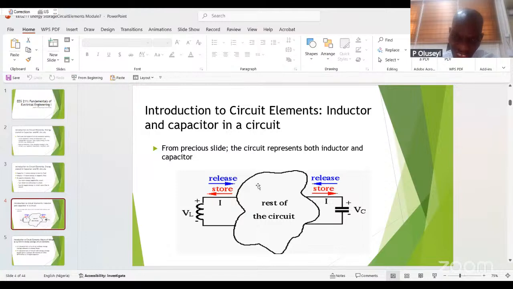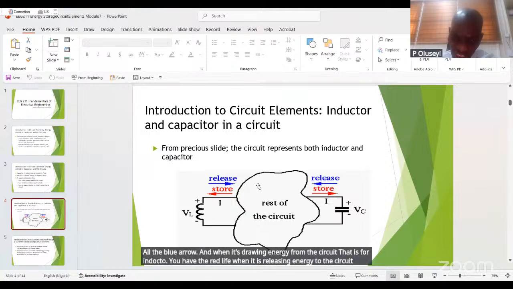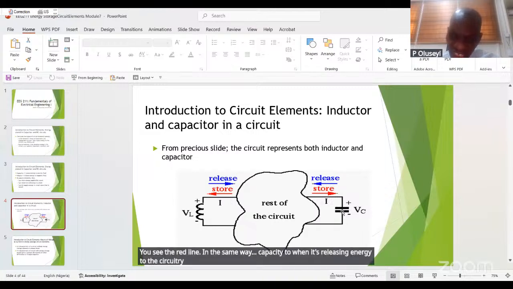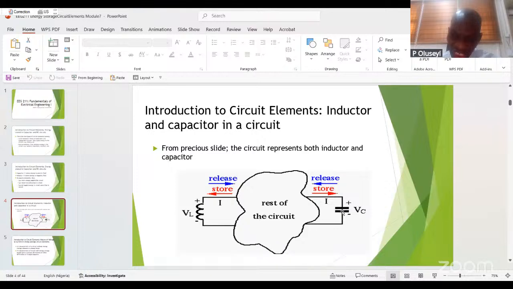When it is releasing energy to the circuit, you see the blue line. And when it is drawing energy from the circuit, you see the red line. And the same way with the capacitor, when it's releasing energy to the circuit, you have the blue line. And then when it's drawing energy from the rest of the circuit, you have the blue line, or the red line, sorry.